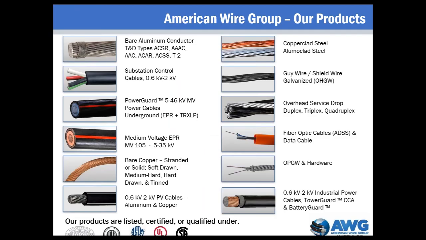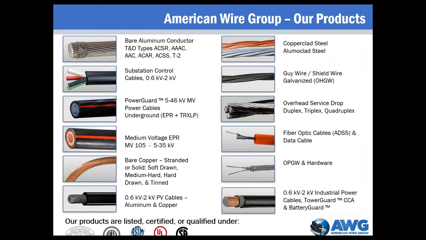Our continually growing range of wire and cable products emphasizes our focus on servicing our customers' needs. We have overhead conductors such as ACSR, AAC, and ACSS, along with OPGW, bare copper, as well as copper or aluminum clad steel to cover your overhead transmission and distribution system needs.